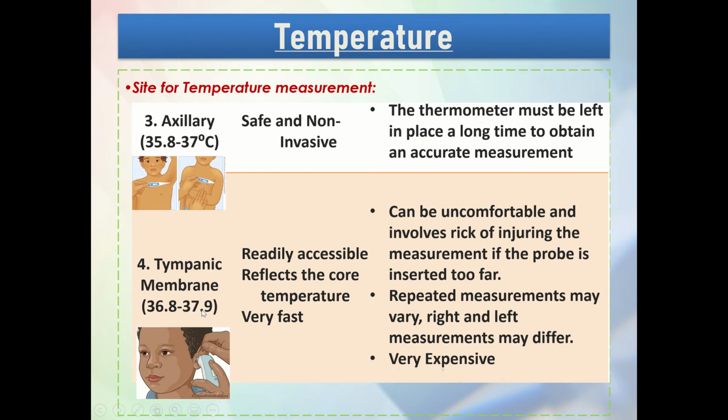And then the fourth one is the tympanic membrane. The normal range is 36.8 to 37.9 degrees Celsius. Advantage, readily accessible siya. It reflects the core temperature. So kagaya na discuss natin, di ba, we have surface versus core. So si tympanic, it reflects the core temperature, meaning like the inner temperature of the patient, and it is very fast. So mabilis lang si tympanic.